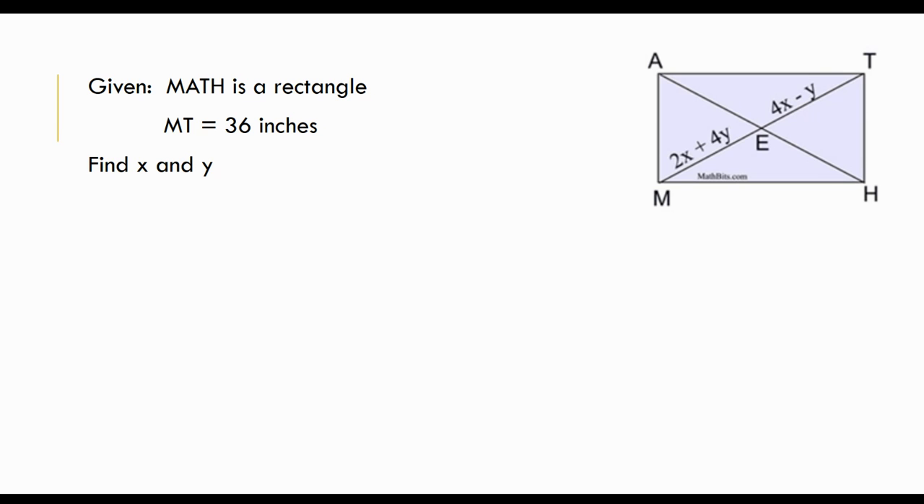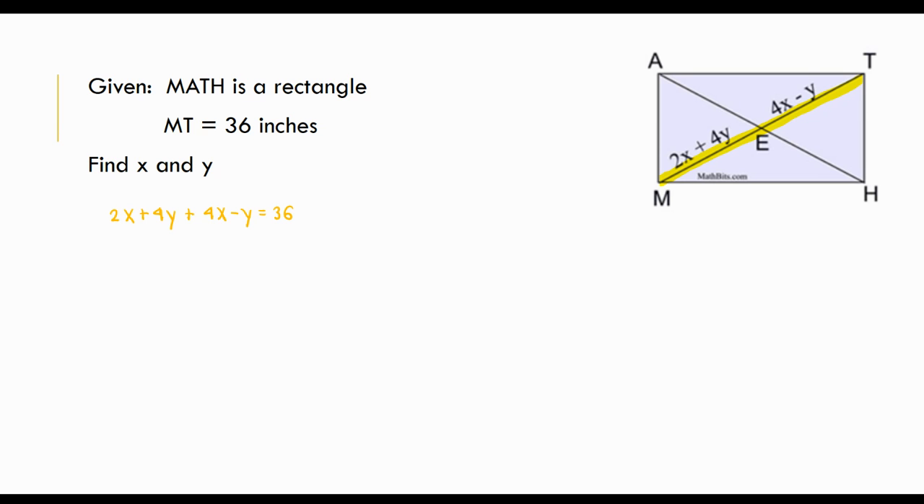I'm giving us that MATH is a rectangle, and I'm also telling us that the length of MT, which we notice looks like a diagonal, is 36 inches. If we're talking about diagonals, I know that if we take those two little pieces and add them together, it's the length of MT. So 2x plus 4y plus 4x minus y is going to equal 36. But that one equation is not going to get us x and y because they're two variables in the same equation. So we do have to set up a system.